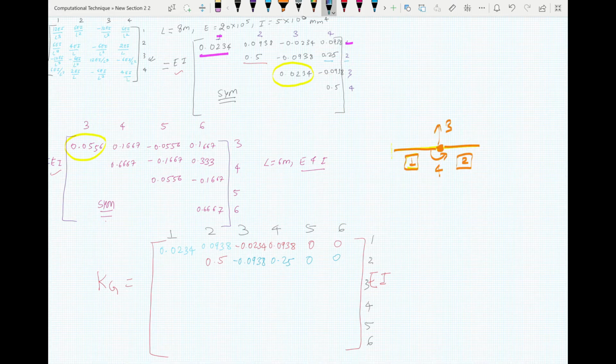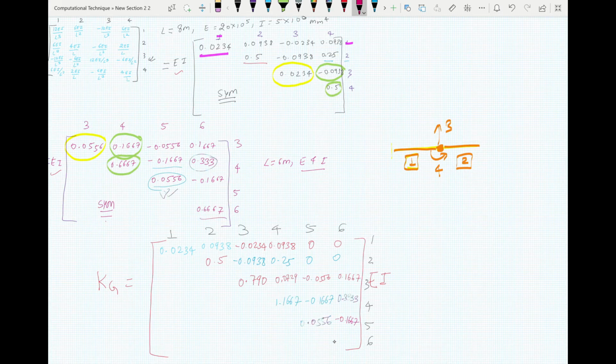To add them up, if you add these two up, your 3,3 will be 0.790. Your 3,4, which is this one and also this one, when you add that up you'll get... and 6,6 is this one, 0.6667. Now this will also be a symmetric matrix.